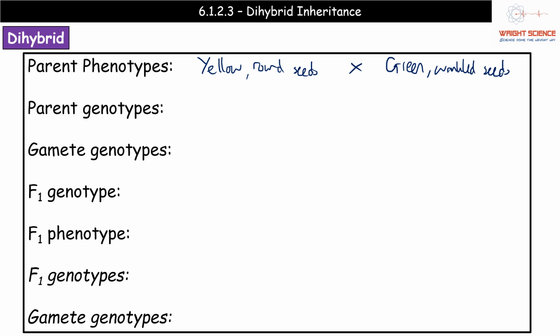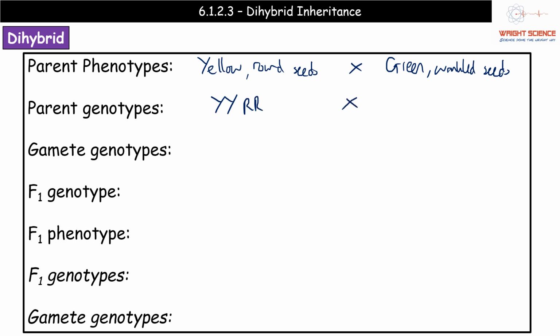Okay, so there are two phenotypes, two characteristics: yellow or green, wrinkled or round seeds. The next thing we need to do is have a look at those genotypes. Now the genotypes in this case for yellow, because we are starting with our parent generation here, we are going to have both capital Y's for our yellow and both capital R's for the round.